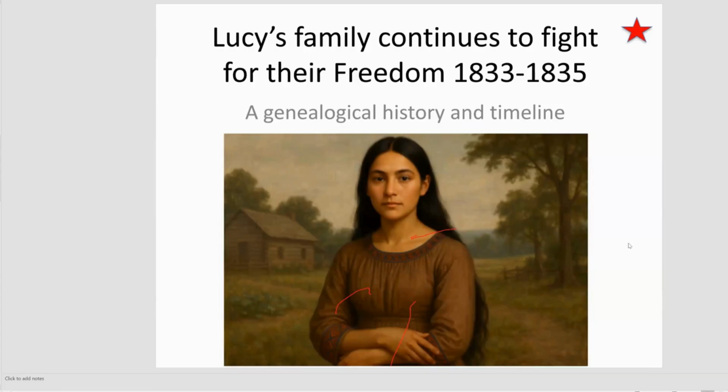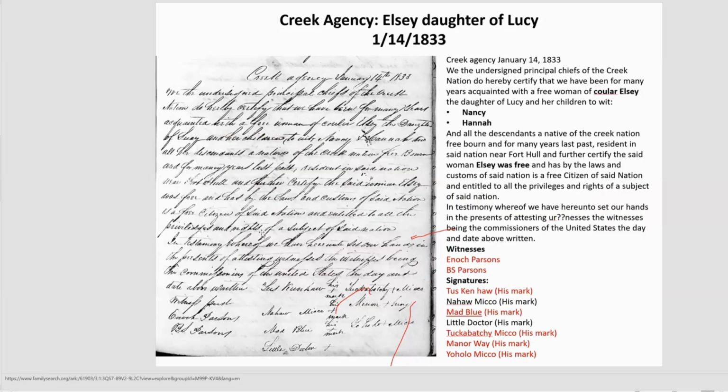And then here we are, 1833. Lucy's family is still fighting. After 1824, Lucy's alive. She has a past. She goes between the chiefs. And now they're still fighting in 1833. And so this particular deed I came across, 1833.